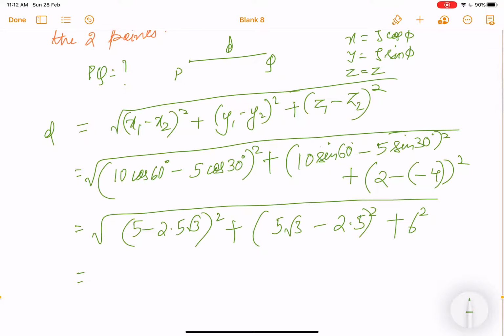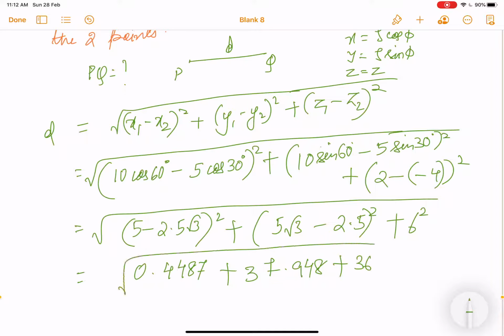Then all of you take out your calculators and do the calculation. First of all, 5 minus 2.5 into root 3, then just square it. So you got 0.4487. Plus this thing, 5 into root 3 minus 2.5, so you got 6.16, then square it. You got 37.948. Then 6 square is 36. Then the whole root over.